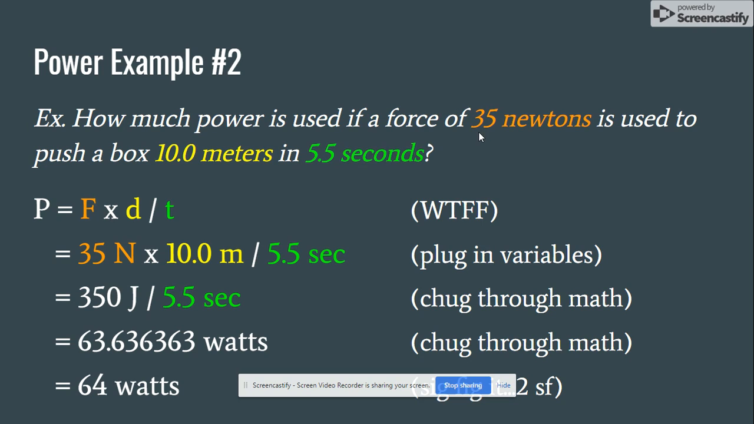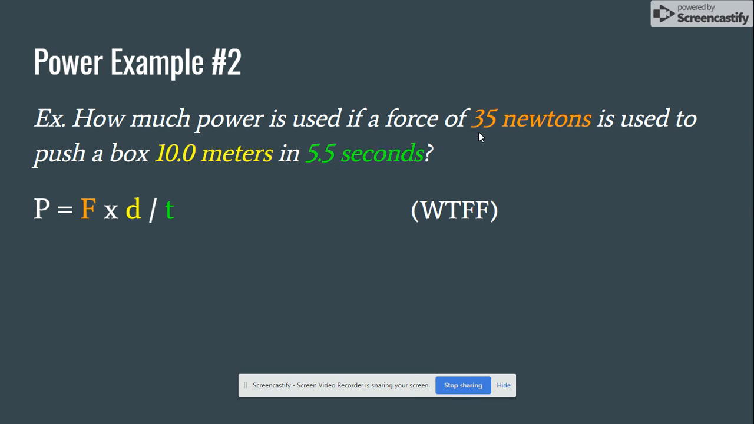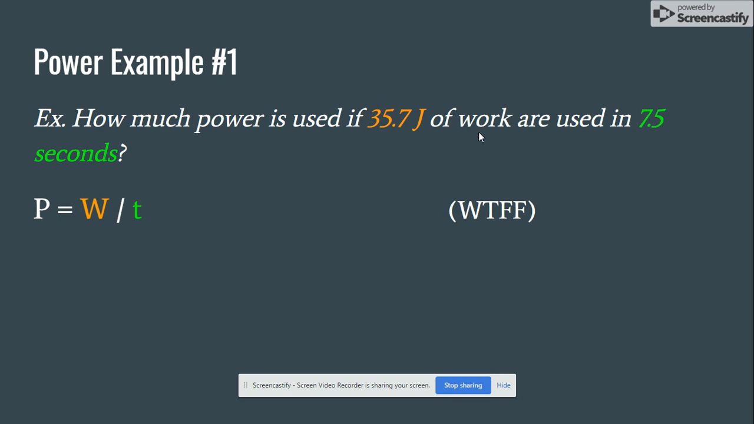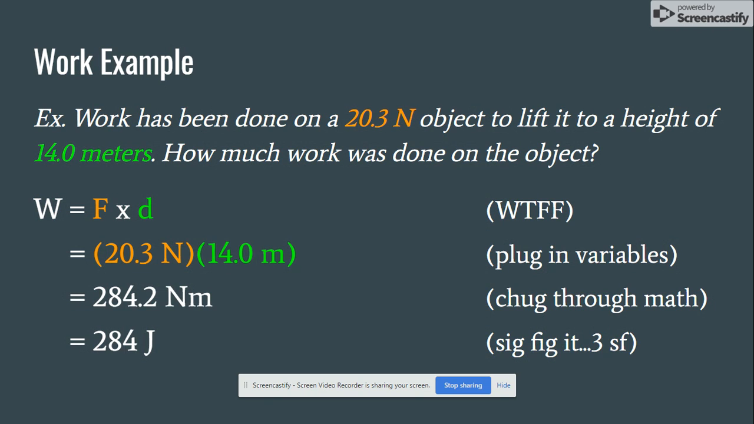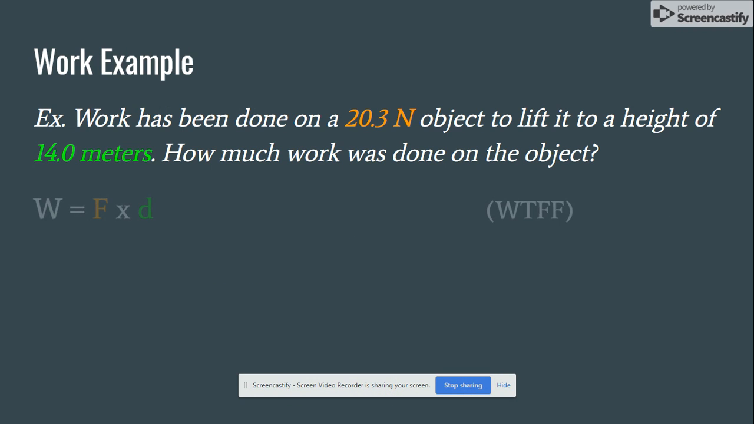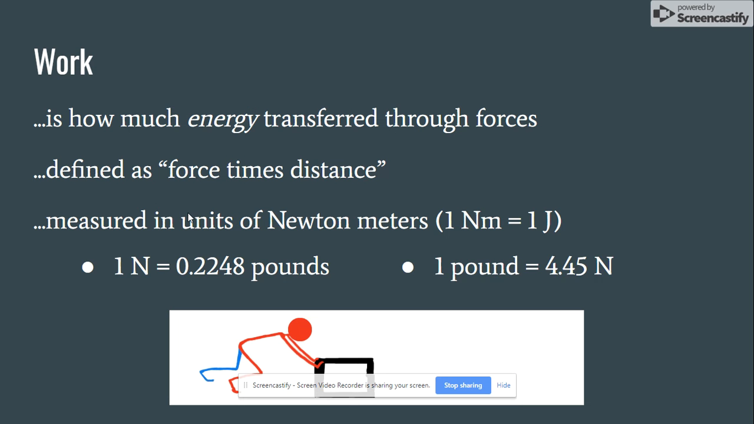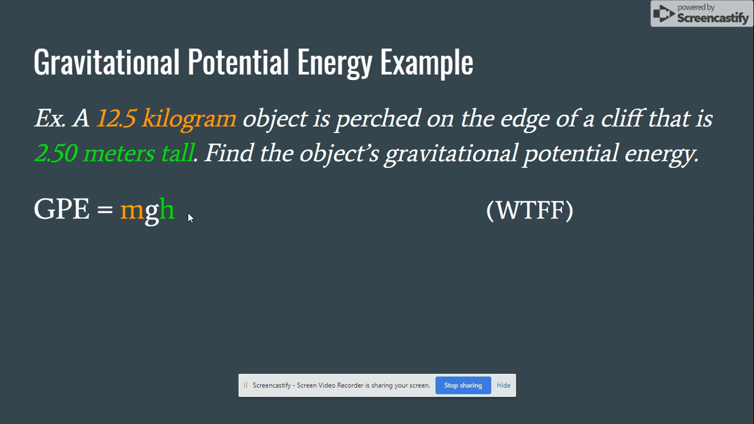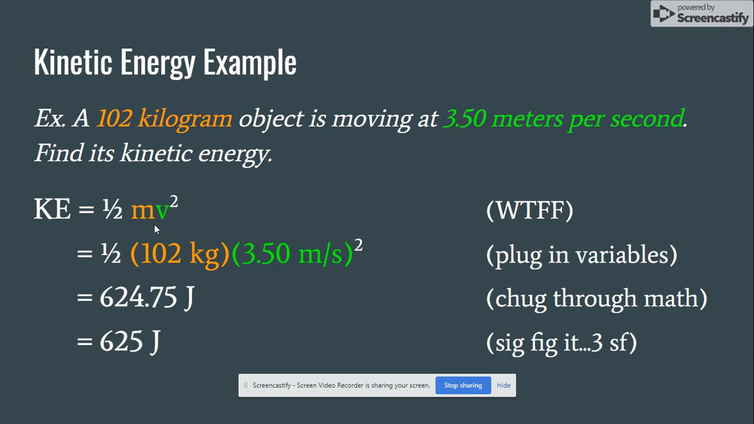All right. You've had power: force times distance divided by time. You've had power equals work divided by time. You've had work is equal to, where'd that go? Wow, this is crazy. Work is equal to force times distance. So we've got the two power equations. We have a force equation. You have a gravitational potential energy equation. GPE is equal to mgh.